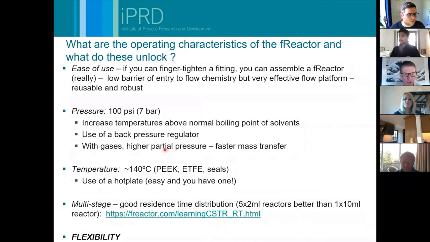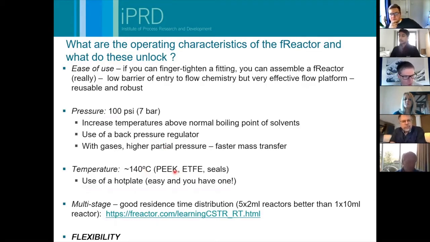And if we've got gases in there, so if we're doing gas-liquid reactions, then by pressurizing the gas, we end up with a higher partial pressure. And that means there's a faster mass transfer from our gas phase into our liquid phase. So that's something about pressure.